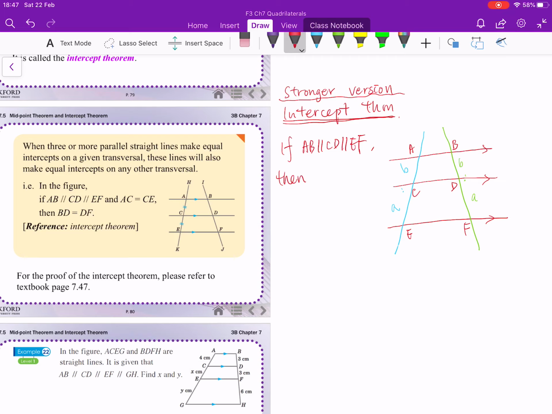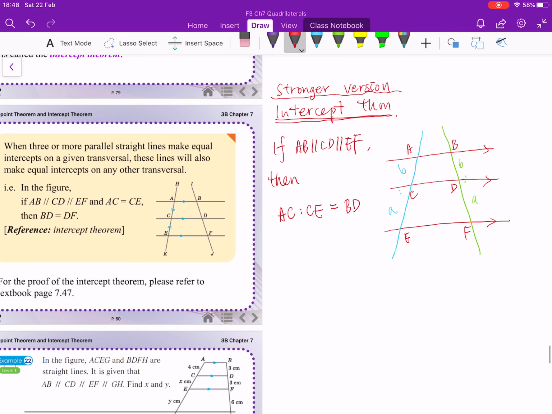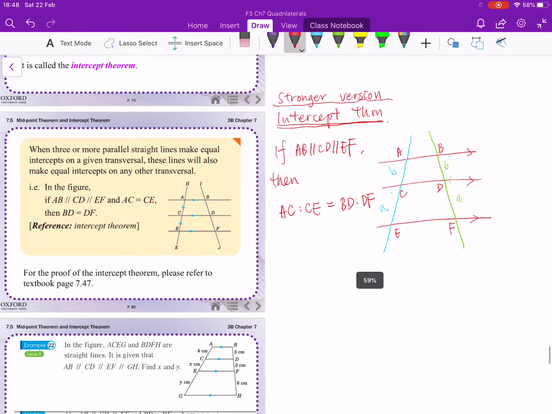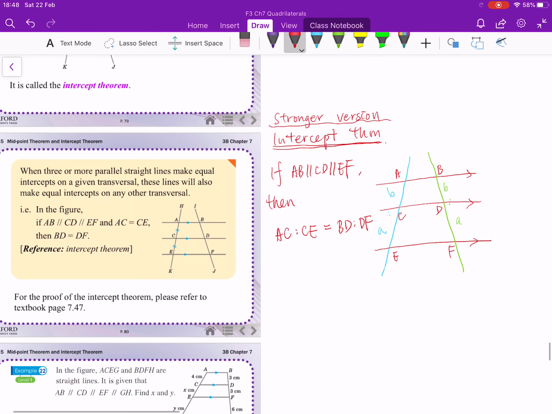If we have some parallel lines, then the first transversal, the blue one, is cut into two parts, AC and CE. The ratio of AC to CE equals the ratio in the second transversal cut by the parallel lines, BD to DF. The ratio between them should be the same. So if this one is A to B, then this one is A to B.